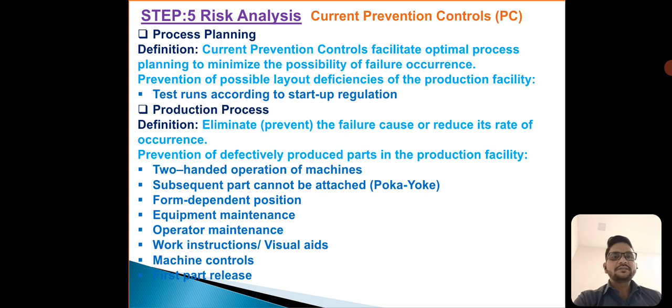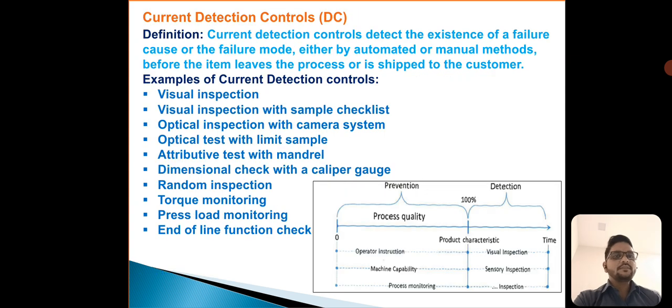Now some examples of the prevention of defectively produced parts in a production facility are: two-hand operation of machine, subsequent part cannot be attached with Poka-Yoke, equipment maintenance, operator maintenance, work instruction, visual aid, machine controls, and first part release. Now next is current detection control.